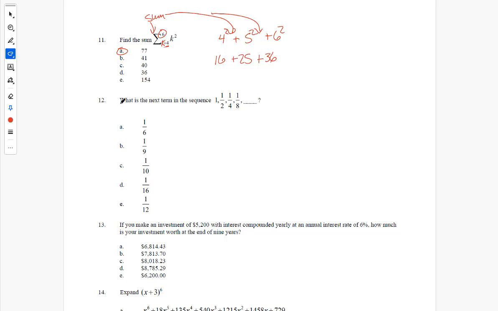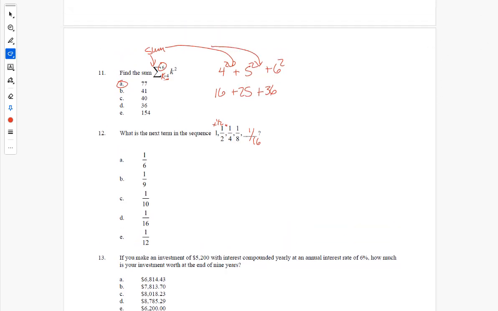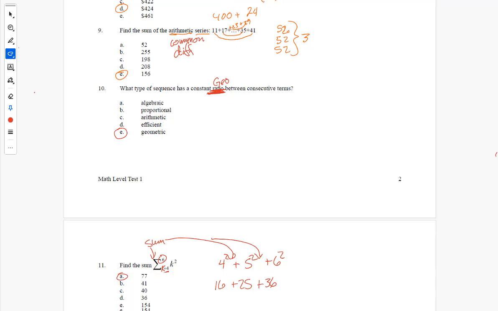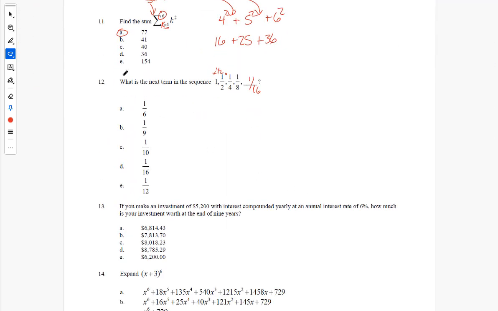Okay, number 12. What is the next term in the sequence? This is 1, 1/2, 1/4, 1/8. As you can tell, they're dividing by 2 each time, which means they're timesing by 1/2. Times by 1/2 times by 1/2. So we're going to get 1/16 right here. As a reminder of the previous one, this has a constant ratio of 1/2. So this is called a geometric series. And that's important to note. So 1/16, but recognizing this is a geometric series is important.